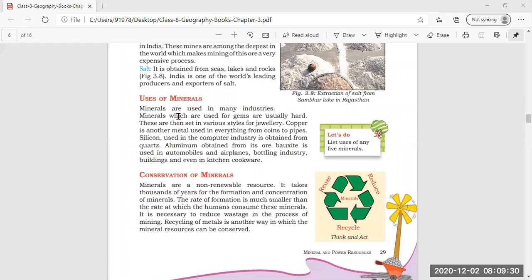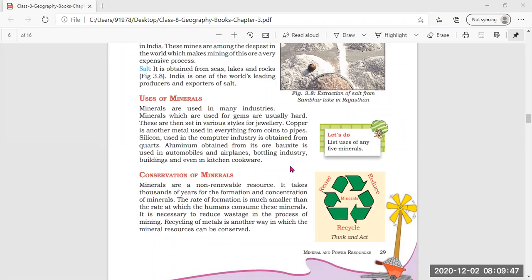Today we continue our lesson number three, that is mineral resources. In our previous class, we have read about what is mineral. That is, it is a naturally occurring substance that has a definite chemical composition.